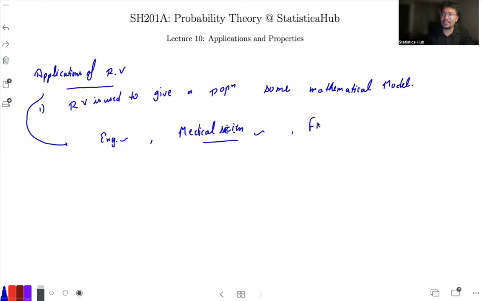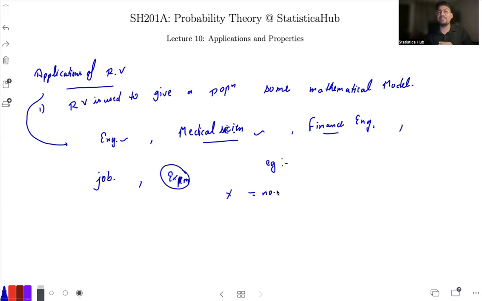If you go for any finance kind of thing, maybe financial engineering, then to understand something about stocks, again we have to introduce the concept of random variable. And you can frame any example in any department, maybe job applications. Okay. Maybe exam preparations. If you think about that also, I can introduce some sort of random variable, say X, the number of hours the student is studying. So this X random variable has been introduced in this particular concept. So whatever study we take, random variables play a very important part.